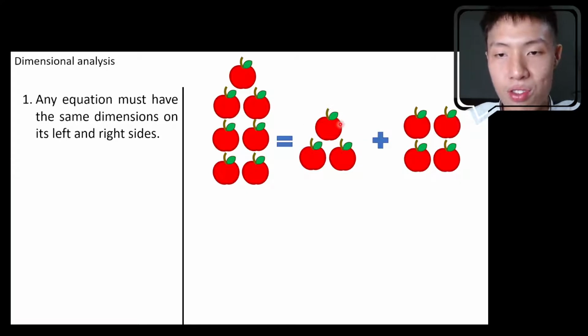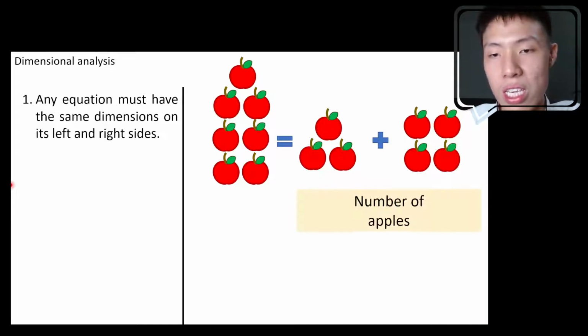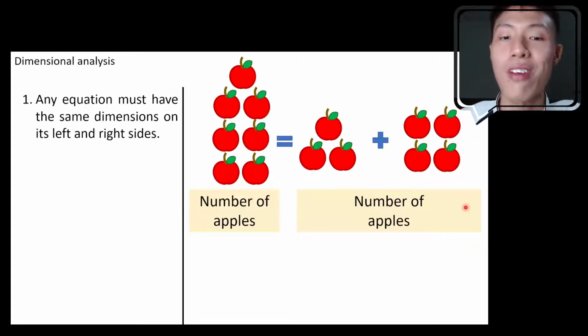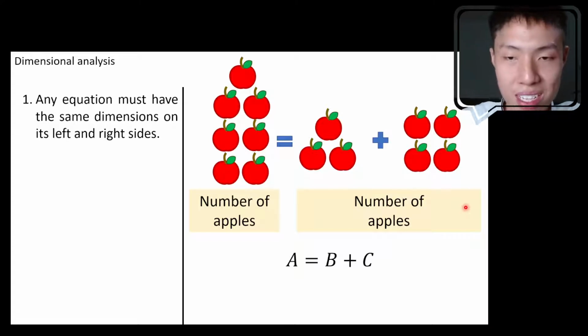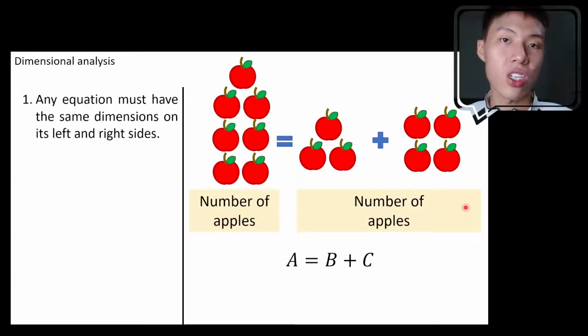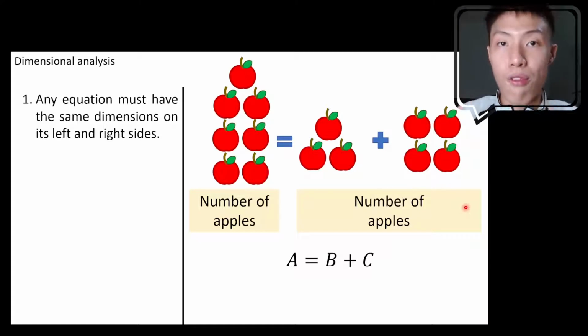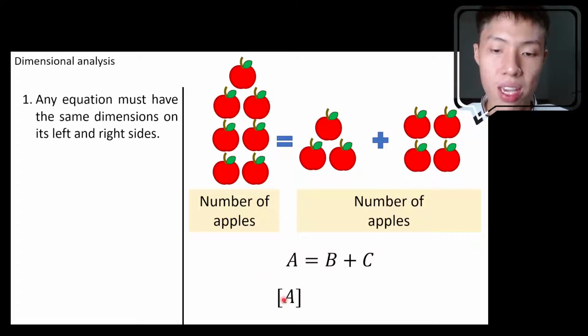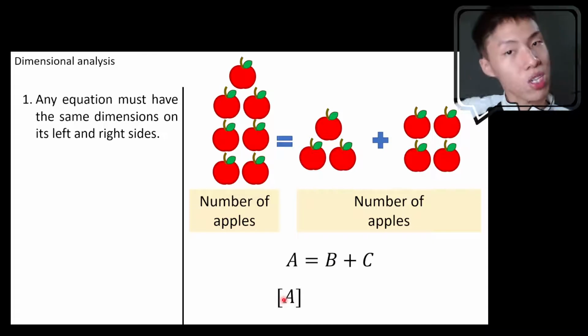Now I have 3 apples plus 4 apples, and the answer is 7 apples. So if the right hand side of the equation is talking about number of apples, the left hand side should be talking about number of apples. If I say the 3 apples is B, the 4 apples is C, then the 7 apples will be A. So if this equation is said to be valid or meaningful, what I need to achieve is that the dimension of A should be the same as the dimension of the right hand side.